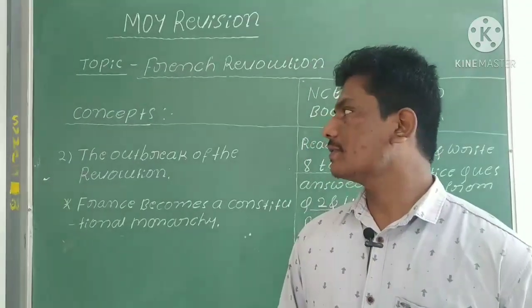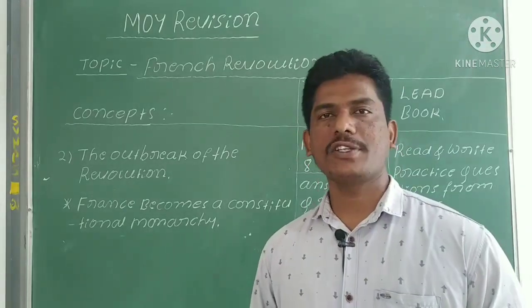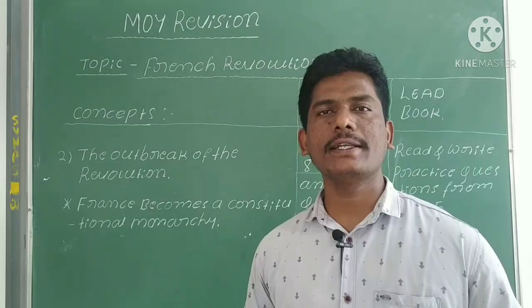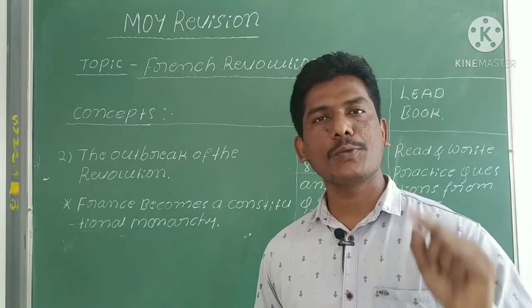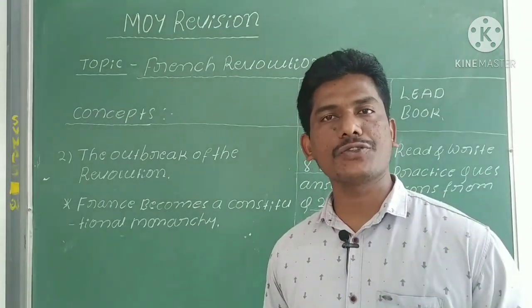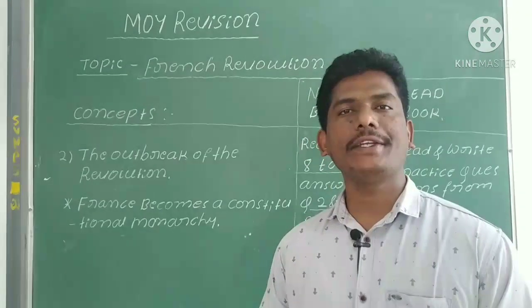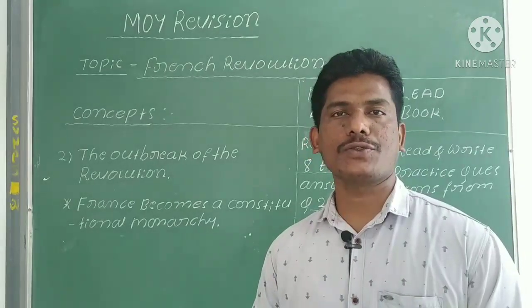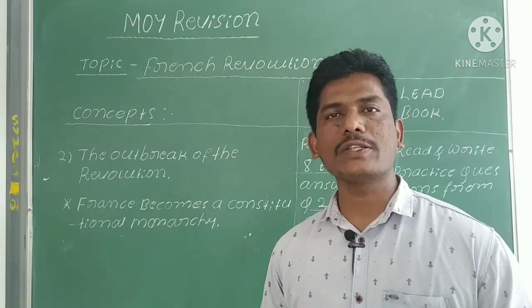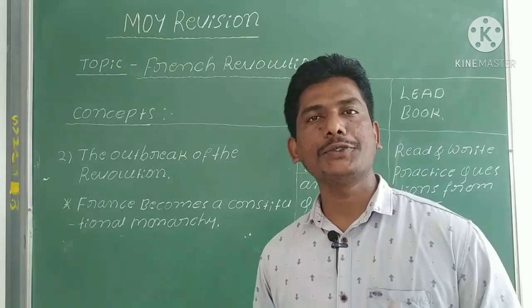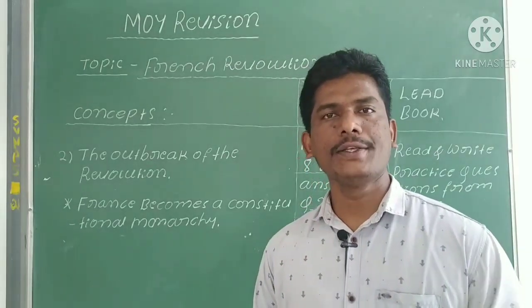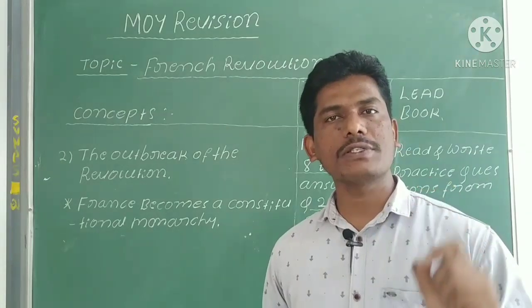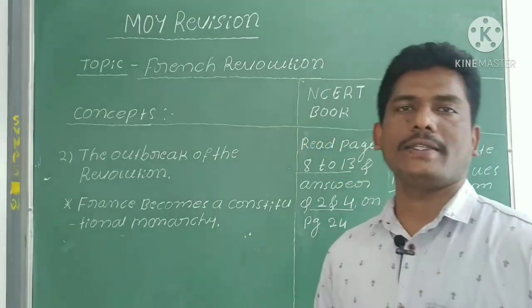Today let us see the second concept of this lesson, the outbreak of the revolution. Dear children, in yesterday's class we discussed the first concept, the French society during the late 18th century. There we discussed French society and on which basis it was divided into three estates. In today's class, let us see how the French Revolution began in France.